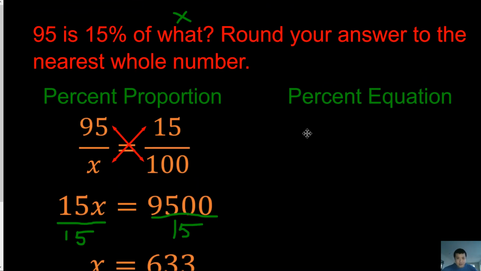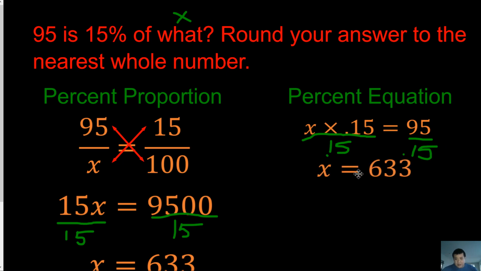Here, if we were to solve it with the percent equation, we know that 95 is our final part because we're multiplying 15 by some unknown whole number, whatever 100% of it is. And so we set it up as 0.15 times x, or x times 0.15. And what we do is we divide both sides by 0.15 to get x by itself. Okay. And the result is x is 633.